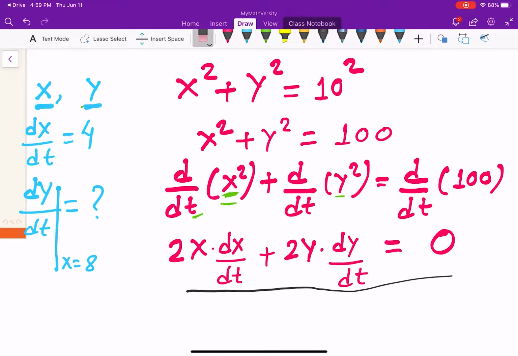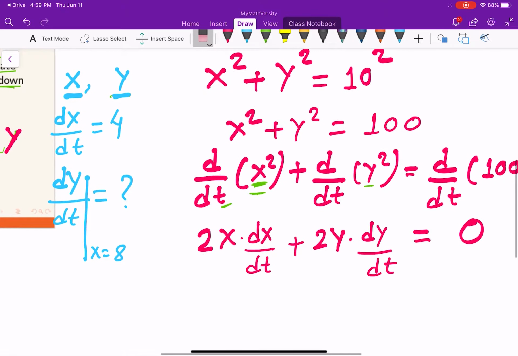So now on this step, you can clearly see we have a nice relationship between the rates of change, right? When we have this relationship, now our goal is to look back at our problem and see what we need to figure out. Our goal is to figure out the derivative of y with respect to t when x equals 8, right? So let's do that then.